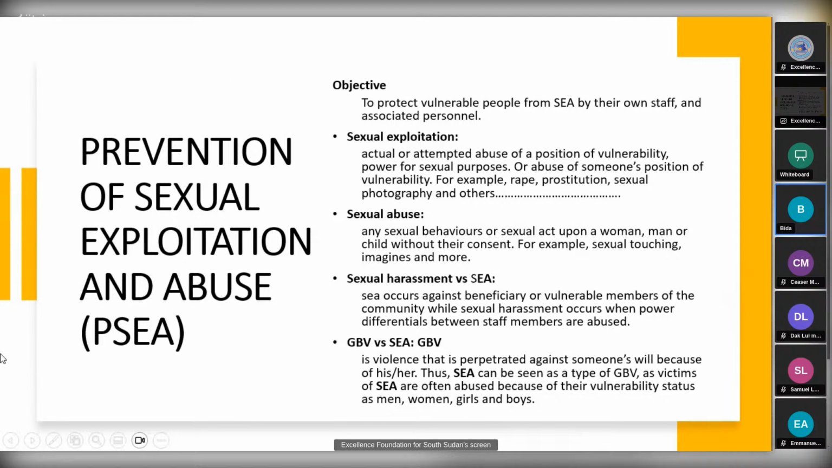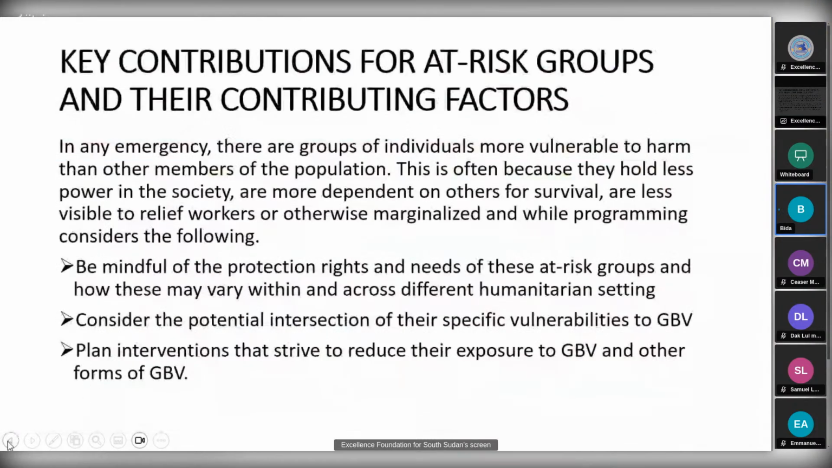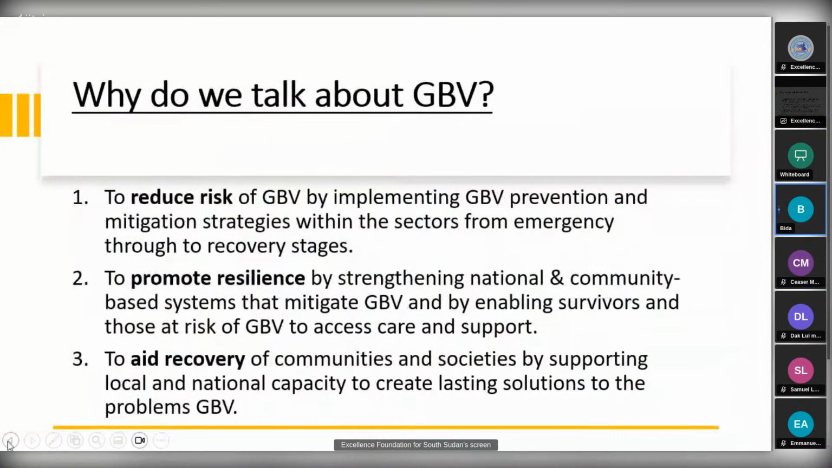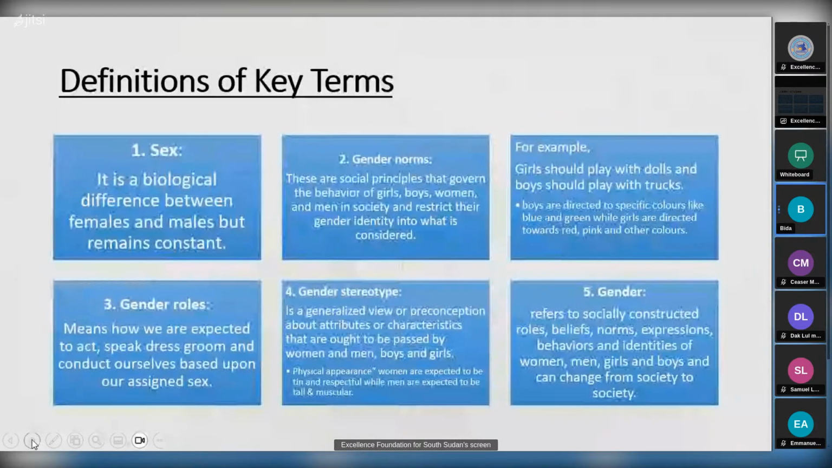Otherwise, the trainer discussed a lot of things from the start. If you've been following closely, he started with what gender-based violence actually means and why we talk about gender-based violence. He talked about the need to reduce its risk, the need to promote resilience, and also to help in recovery. He also defined gender-based violence itself, and he said it refers to any harmful act that is perpetrated against a person's will and is based on socially ascribed differences between sexes, and includes acts that inflict physical, sexual, or mental harm. And he also defined key terms like sex, gender norms, gender roles, gender stereotypes, as well as gender itself.